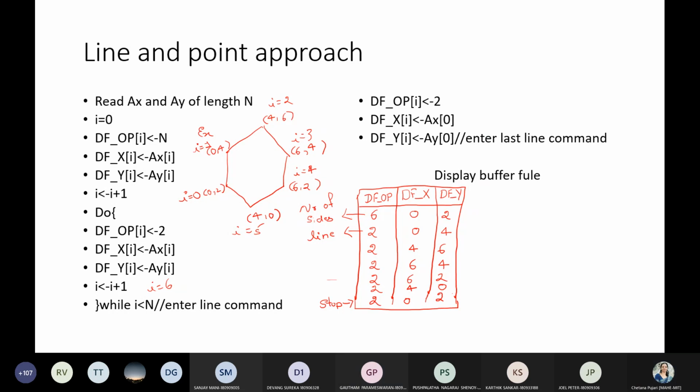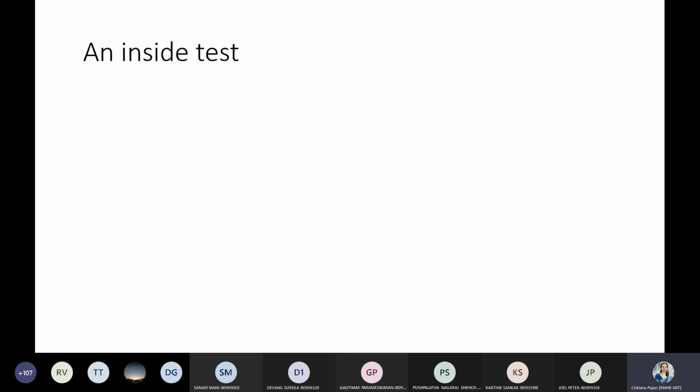Okay, so next is the inside test. So what do you mean by inside test? In this case, you are going to check if the pixel is part of the polygon. For example, I have a polygon. Let's consider a triangle. If this is a point, you want to ensure whether this point lies inside the polygon or is a point outside the polygon.